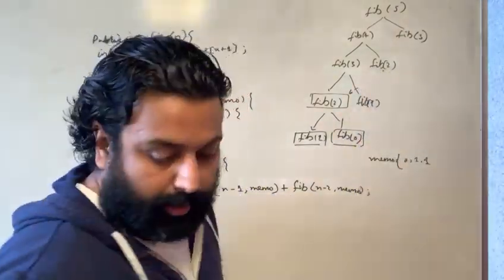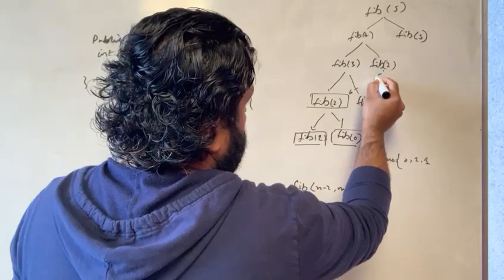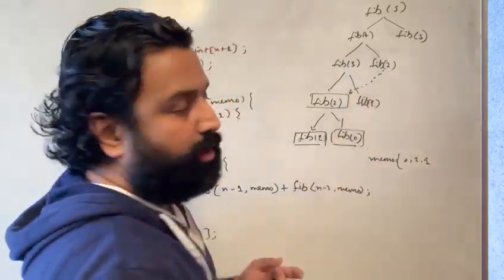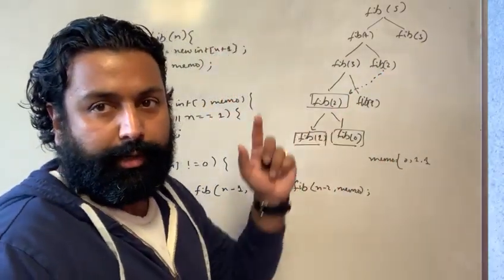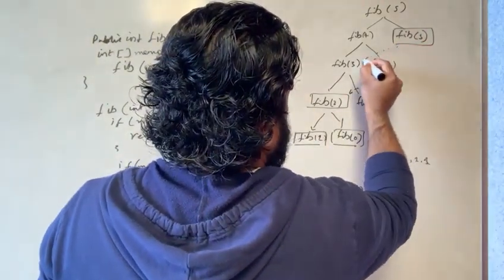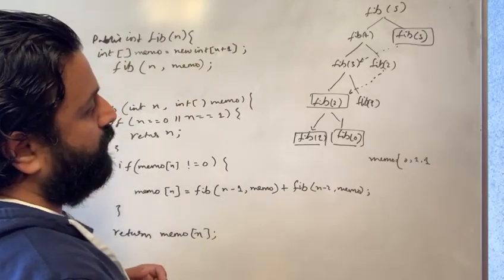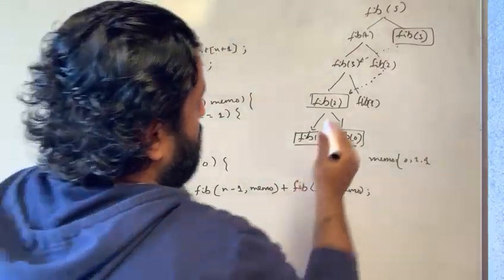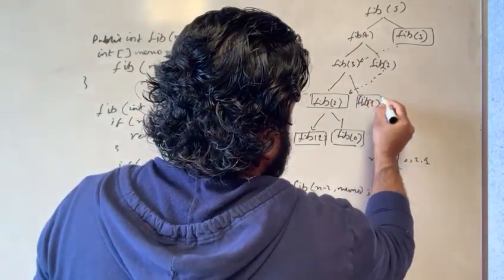I'll show that in dotted line so that it's not confusing. It's not a branch of a subtree. The dotted line denotes the caching. So fib of 3 also uses the cached value. This is the base case.